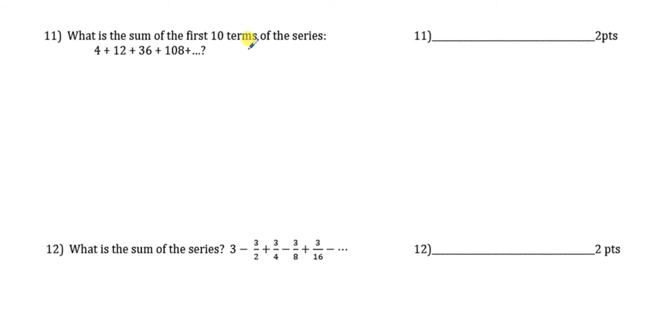All right, question number 11. What's the sum of the first 10 terms of the series? So it doesn't tell if it's arithmetic or geometric. It's a series, so we know we're adding every time. I'm adding 8, then I'm not adding 8. So it's not arithmetic. I'm multiplying by 3 every time. So it's a geometric series. R is equal to 3. I'm adding it up, so I'm using formula number 4.